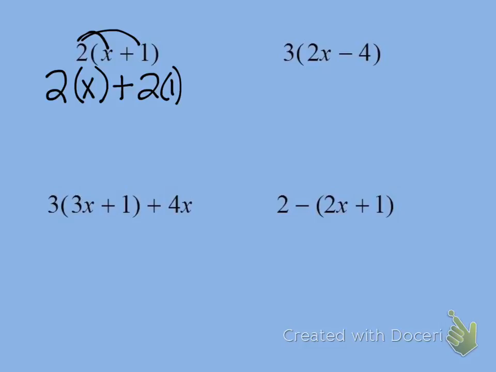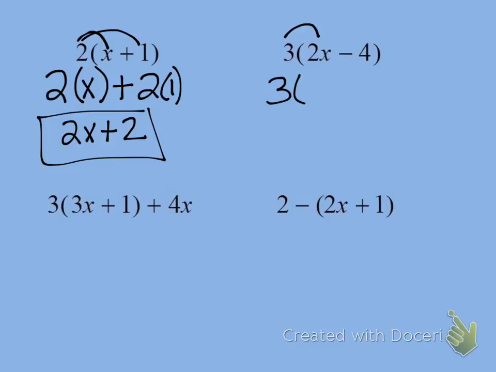All right, what is 2 times x? 2x. What is 2 times 1? 2. So that's how you would simplify using the distributive property. Questions on that one? How would I do the next one?